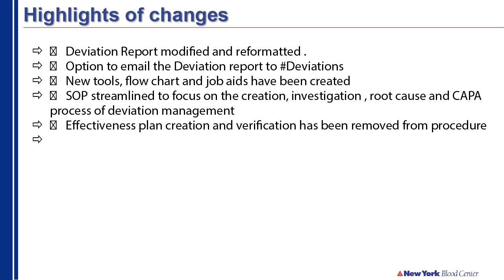Let's review a few of the changes to the SOP. The deviation report has been revised and now has a new format. There is a new option to email the deviation report to number deviations. New investigational tools will be available to help perform root cause analysis. The SOP was revised to focus on core fundamentals from creation of the deviation to CAPA. Finally, the role of effectiveness plan creation and execution has been removed from this SOP. That function is performed by quality staff and the process is outlined in another NYBC SOP.